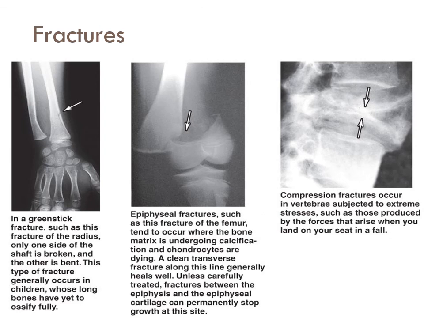This is a greenstick fracture. Let's go back to here. So the greenstick fracture is common in children who still have some more flexibility to their bone. So it's where you've just broken that outside of the bone and it doesn't go all the way through.